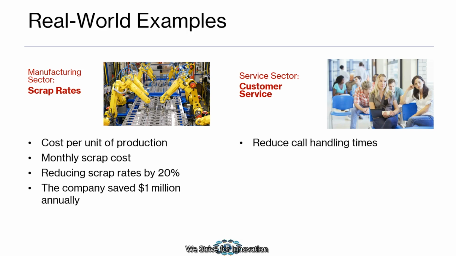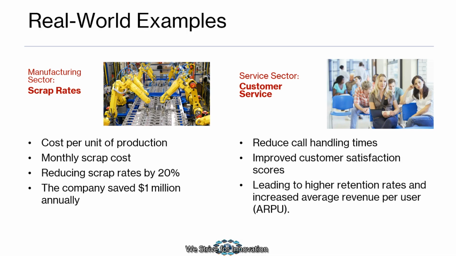The company improved customer satisfaction score, which led to higher retention rate and increased average revenue per user. Financially, this translated, of course, into an additional 3 million in revenue quarterly. That demonstrates a clear link between process improvement and financial performance.